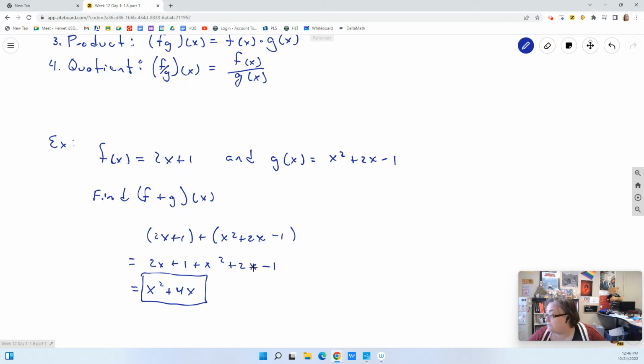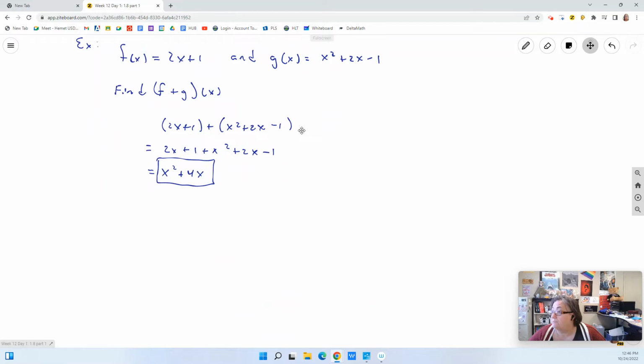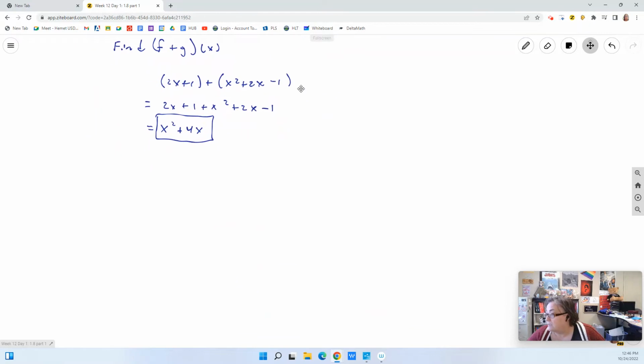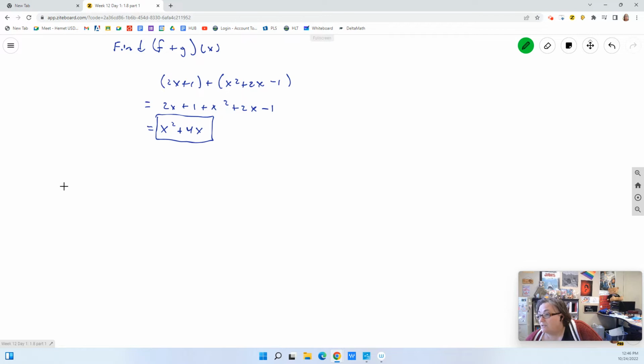In the same respect, if I'm doing a difference problem, let's do a different color just for funsies. Let's do a little green. Let's go green. Everybody's talking about it. Everybody's going green these days.